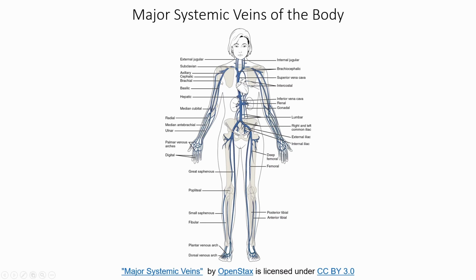The brachial will break down into the basilic here. We have the median cubital, radial and ulnar is still there, but then we also have the median antebrachial, palmar venous arches, and digital. So there's a couple of different ones. The basilic and the median cubital are kind of new, and cephalic is new too.